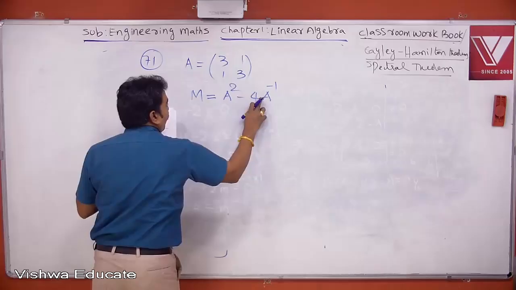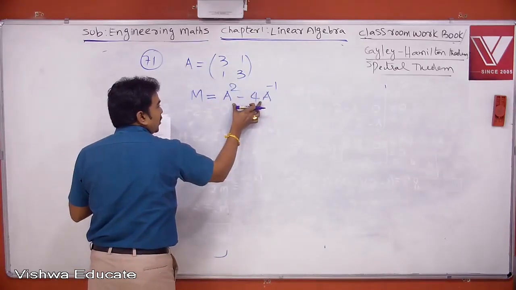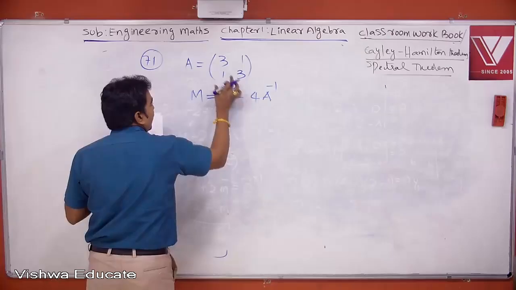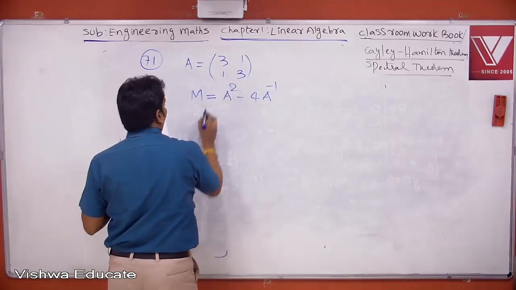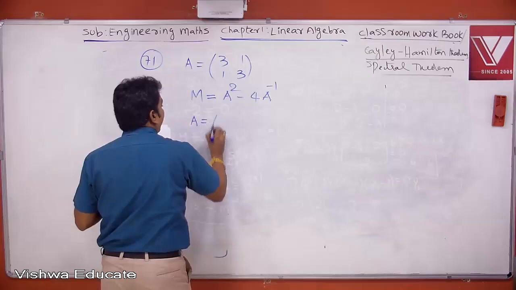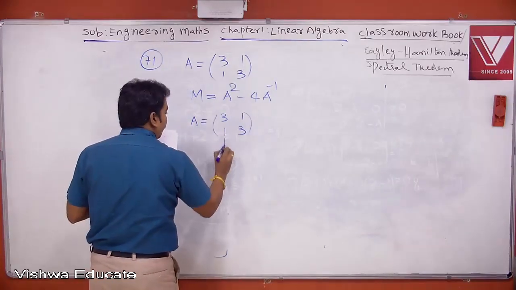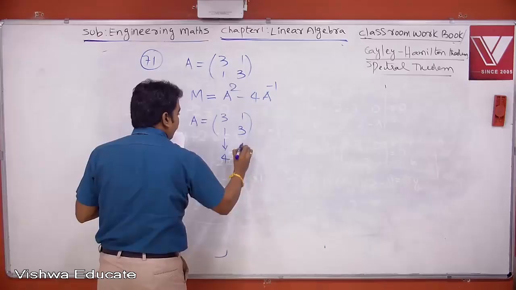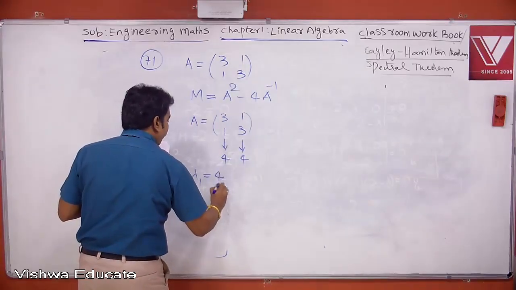They were asking the sum of eigenvalues of this matrix M. Now this is an expression in terms of A. Now let us try to find eigenvalues of this matrix at first. Now here what is my matrix A? A equal to [[3, 1], [1, 3]]. So 3 plus 1 is 4. Sum of column 1 is 4. Sum of column 2 is 4. So one of the eigenvalues of A is 4.